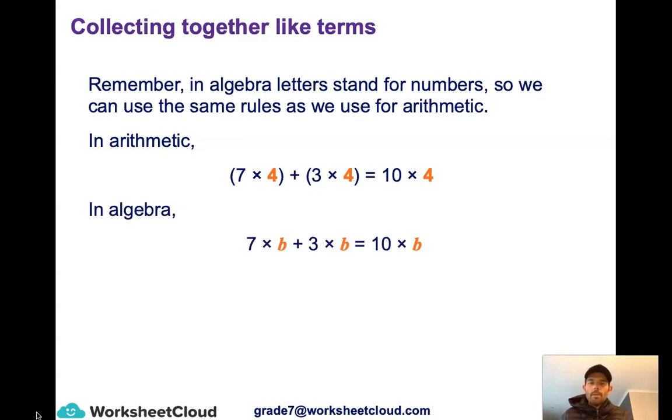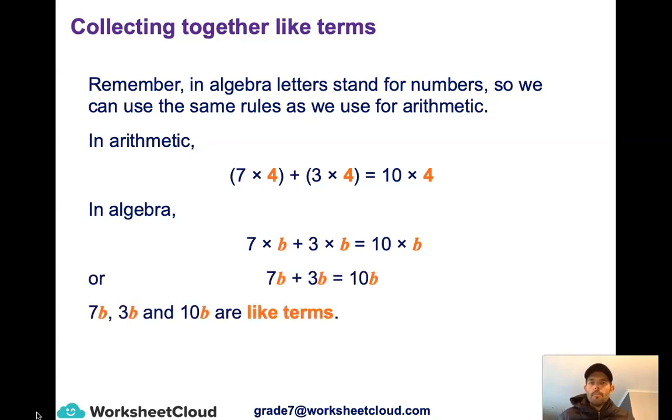Okay? In algebra, it's the same. 7 multiplied by b plus 3 multiplied by b. 7 groups of b plus 3 groups of b is going to give you 10 groups of b. Okay? And remember, we don't write the multiplication sign. So it's 7b plus 3b is equal to 10b. Notice that both b's are small b's. They are like terms. 7 plus 3 is 10.